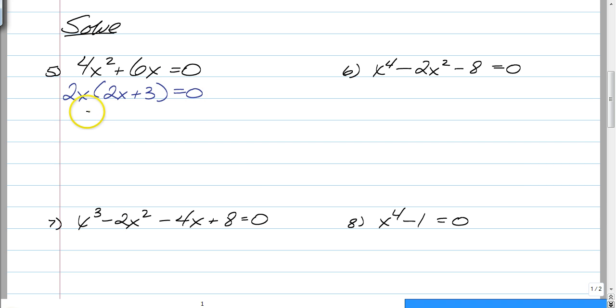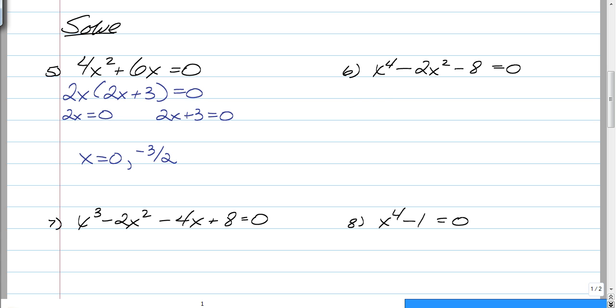Now what you're going to do is take each term and set it equal to 0. So 2x equals 0 and 2x plus 3 equals 0. Now you solve both. So you have x is equal to 0 and x is equal to a negative 3/2. So remember, factoring out a GCF is still considered factoring, and that's how you do that problem.